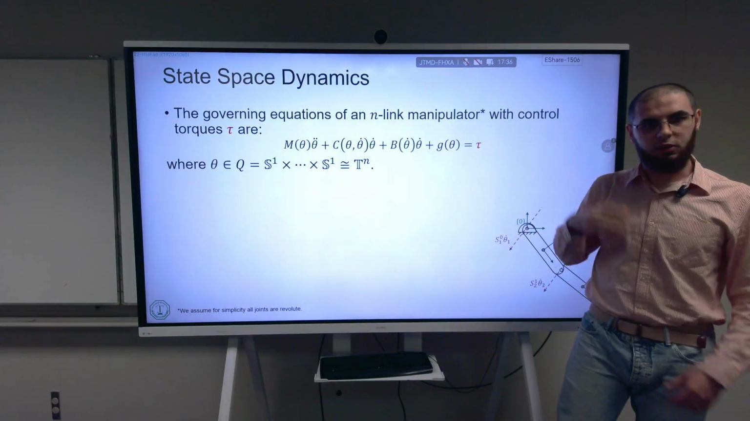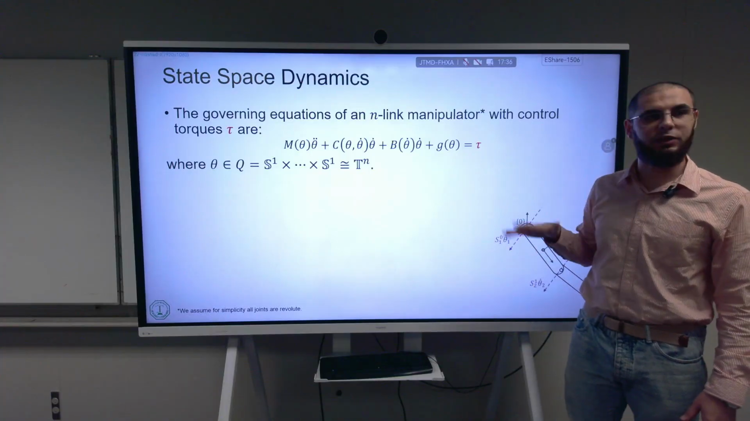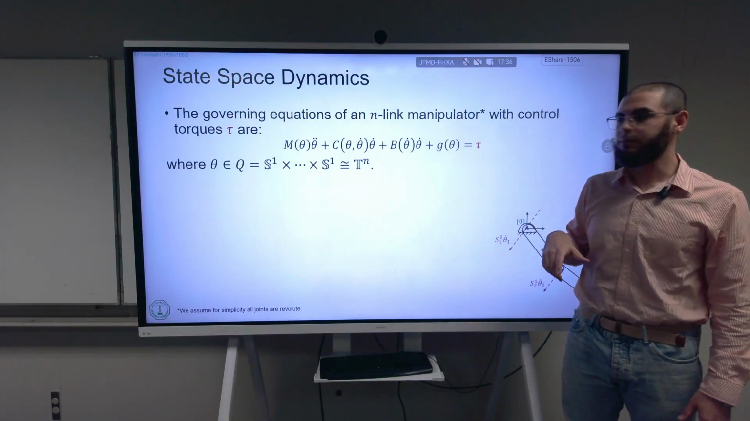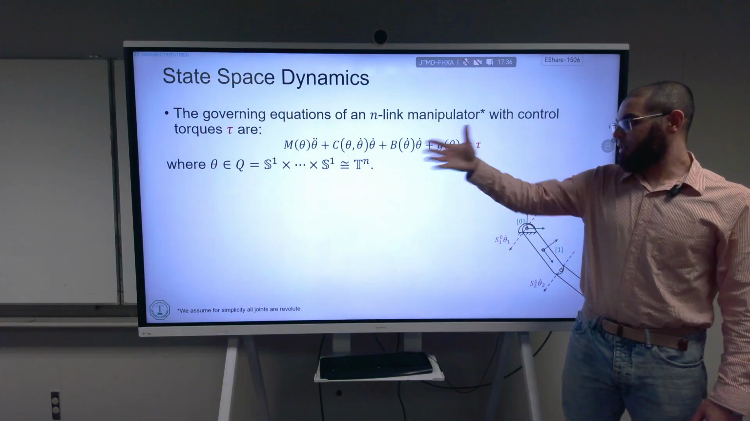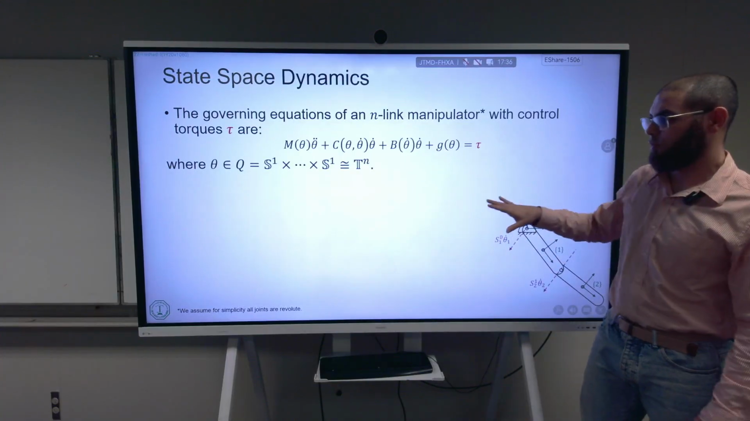This is some stuff that you can look at at your own pace, if you want to explore more and you're interested in robotics, but this is a standard formula. There's a lot to say about it, especially from a geometric point of view, but we don't have time to go into that.